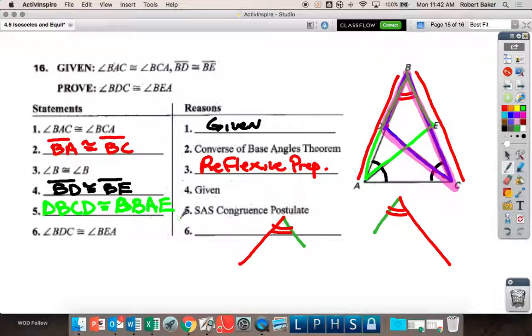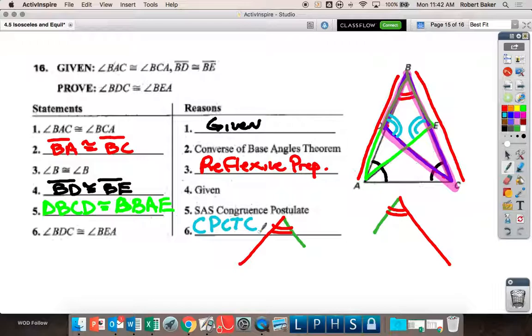There she is, what we're looking for. And then finally, angle BDC, that's this angle right here, is congruent to angle BEA. Why are those two angles congruent? CPCTC. Because corresponding parts of congruent triangles are congruent.